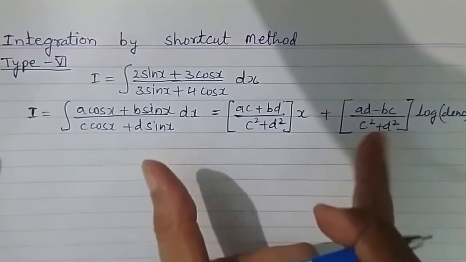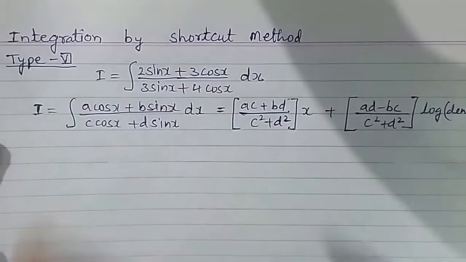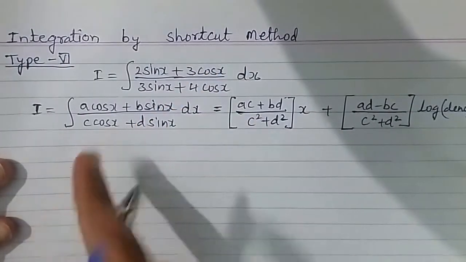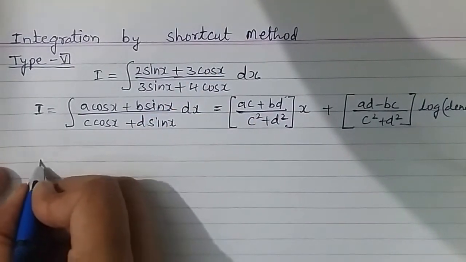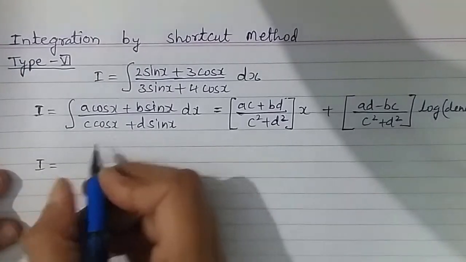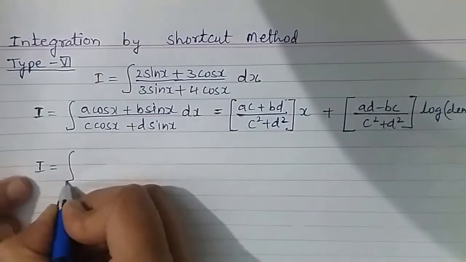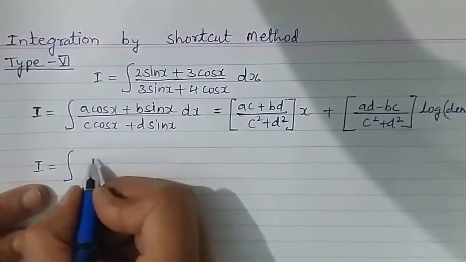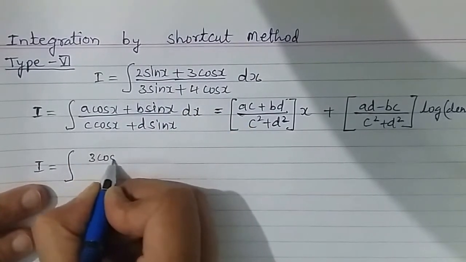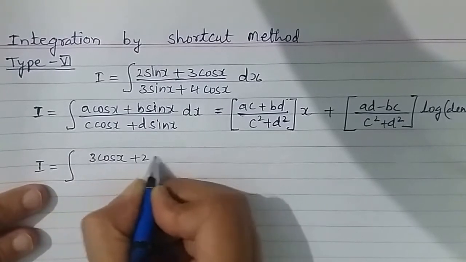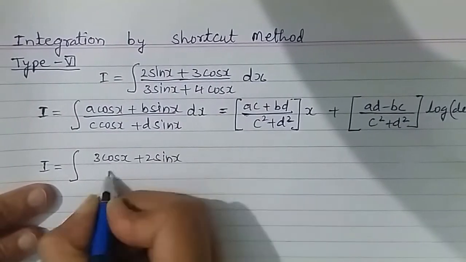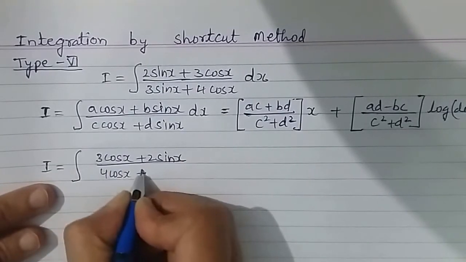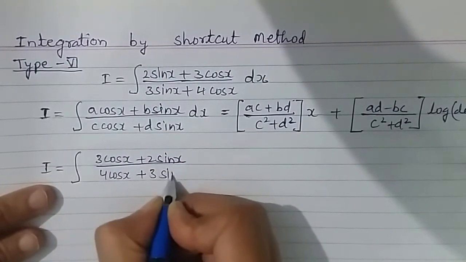Let us use this shortcut in our question. So I will write our question in this shortcut form, the general form of the integral, I must say. Our integral is here, cos x is there, so I will write the cos x term first. So this is (3 cos x + 2 sin x) divided by (4 cos x + 3 sin x).